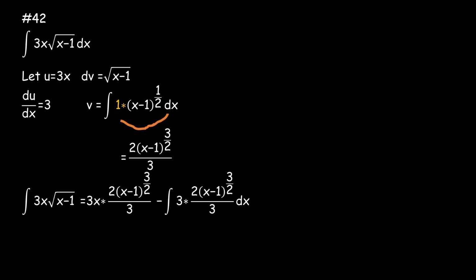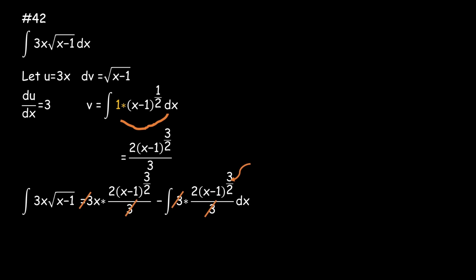3x times 2/3 of x minus 1 to the power of 3 over 2 minus the integral of 3 times 2/3 of x minus 1 to the power 3 over 2. The 3's would cancel out nice and neatly. And the second part of the expression would just be the integral of 2 times x minus 1 to the power of 3 over 2.